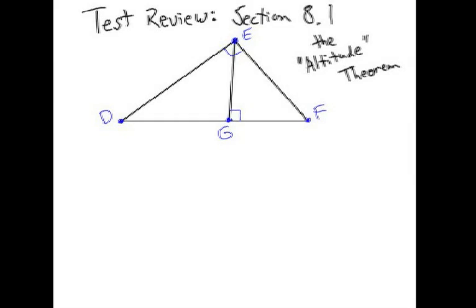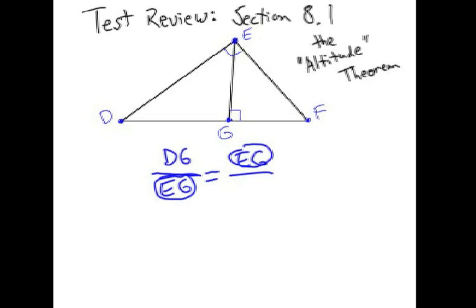All right, let's take a look at section 8.1, the Altitude Theorem. This theorem says that the geometric mean is formed from the altitude EG. Now, when you say geometric mean, we're talking about putting it in these two places in a proportion, bottom left, upper right. The theorem says that the altitude EG is the geometric mean between DG and GF.